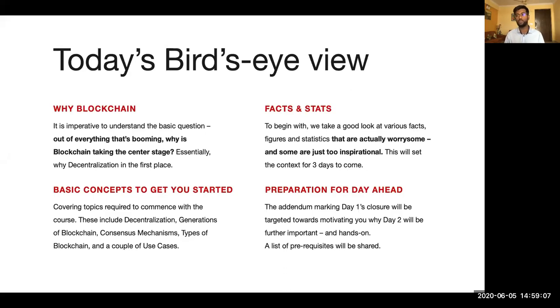Then we'll move on to the actual curriculum for today, which is going to be basic concepts to help you get started, which will mean that we'll take a look at decentralization, we'll take a look at generations of blockchain, and we'll take a look at arriving at a consensus in a distributed system, right?